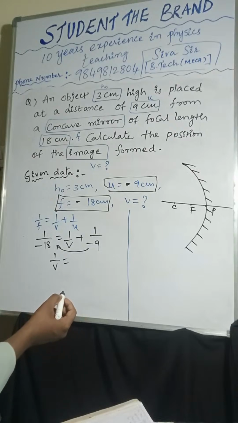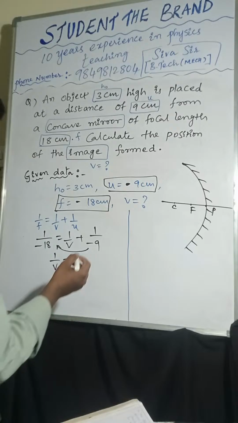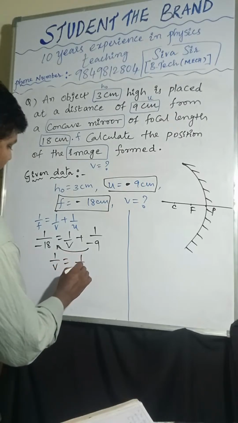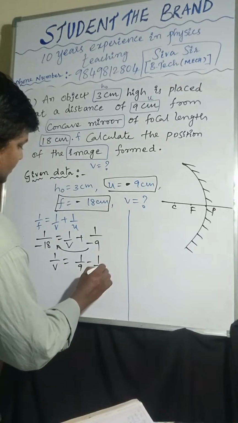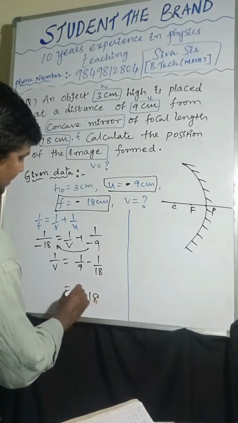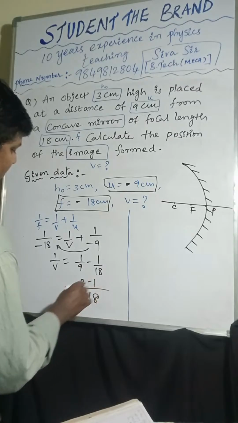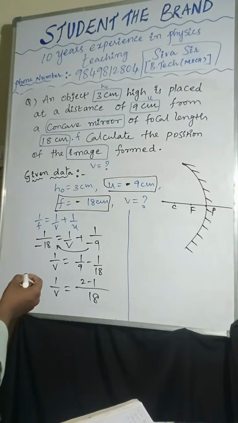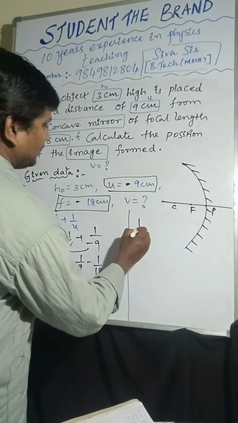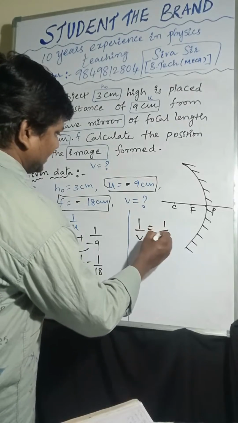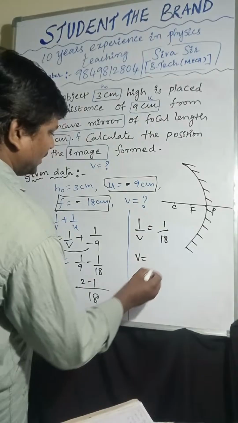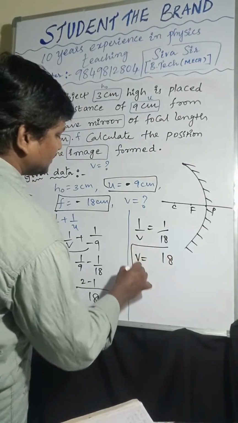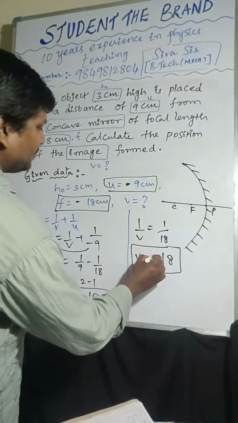Now you can substitute the values. 1 by minus 18 equal to 1 by v plus, object distance is minus 9. These two values, object distance and focal length, you can substitute. Then 1 by v equals 1 by 9 minus 1 by 18. So LCM is 18. So 2 minus 1, that is 1 by v, correct? Yes or no? If I do anything wrong, let me know. So 1 by 18, then v equal to positive or negative? Positive. Why did we get positive?